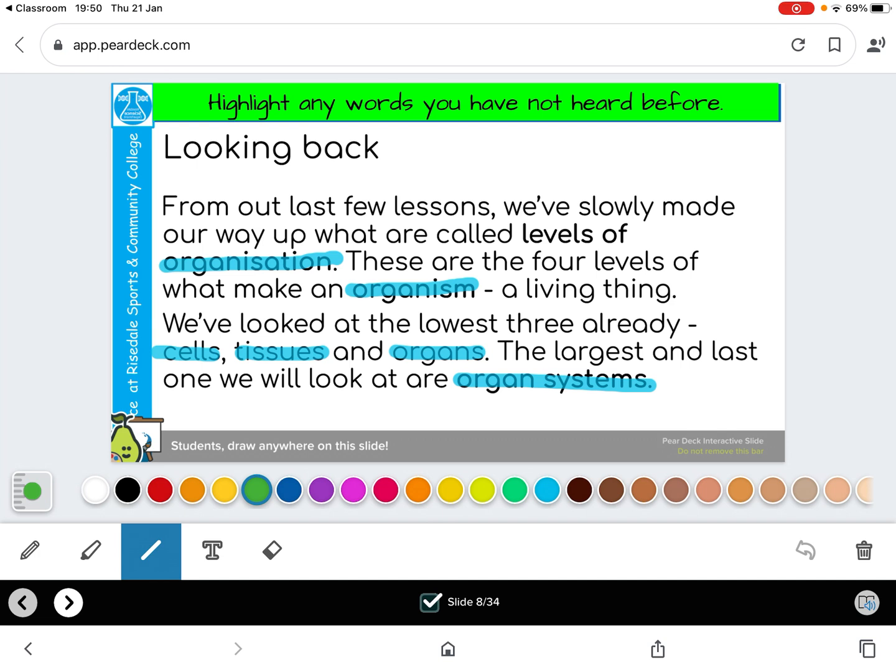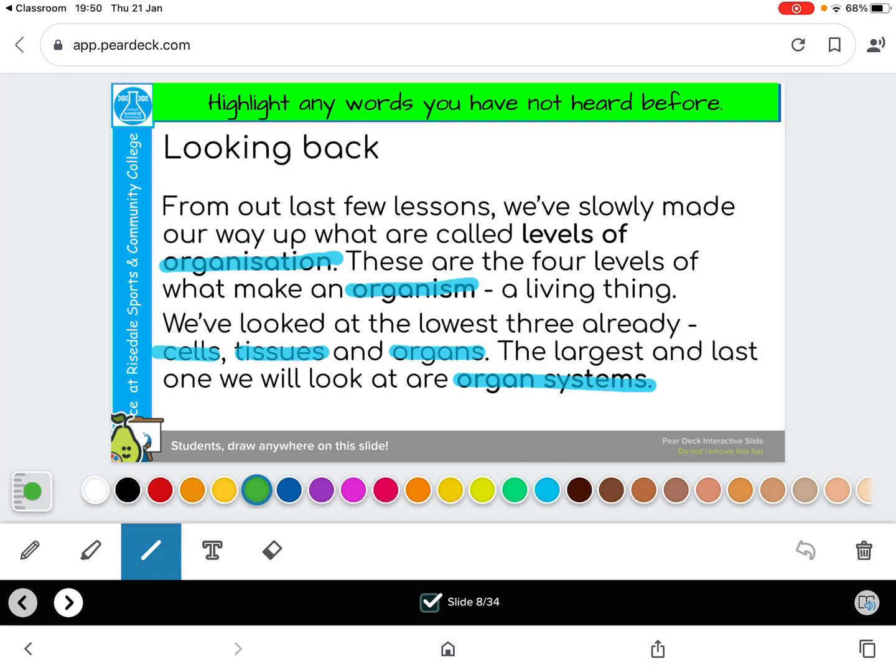From our last few lessons, we slowly made our way up what are called the levels of organization. Organization just means how living things are put together. So how are we kind of made? And we started with cells, which was the lowest level, the smallest one. And a group of similar cells working together was called a tissue. And groups of different tissues work together to form organs. And that's the stage we've got to now, where organs will work together to form organ systems. So an organ system is a lot of organs working together to perform a certain function in the body.